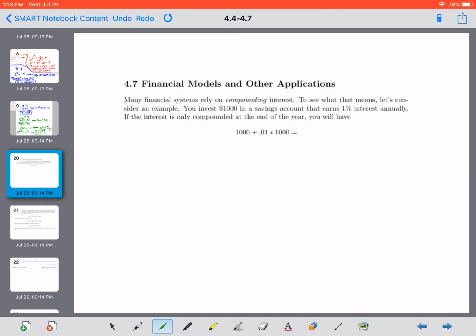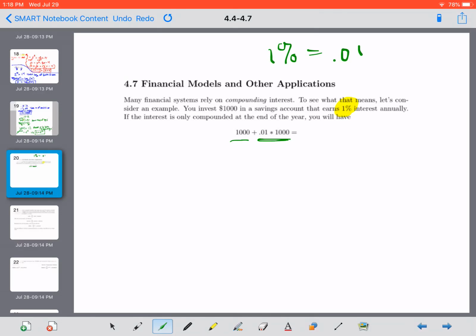So suppose you invest $1,000 in a savings account and that account earns 1% interest annually. If your interest is just calculated at the end of the year, so they wait until the end of the year and they give you the 1% interest on that account, well, bear in mind that 1% written as a decimal would be 0.01. You just move the decimal place over 2 spots to the left. And so we can calculate this by starting with your initial investment, 1,000, and then adding what you earn on interest, which would be 0.01 times 1,000.